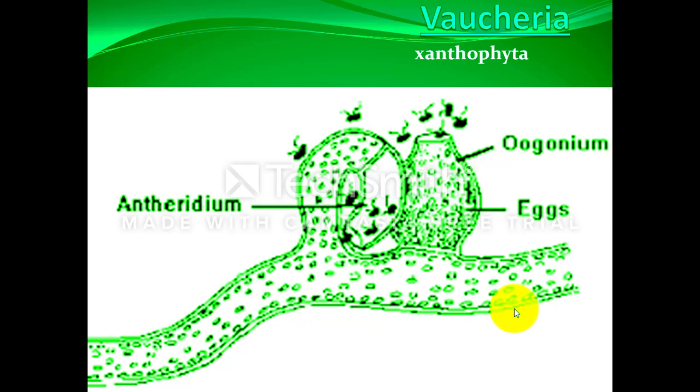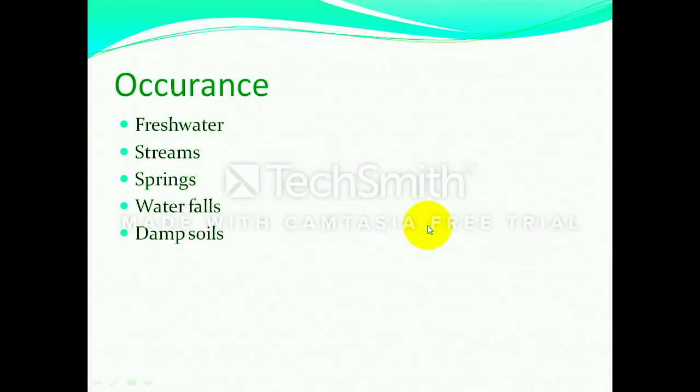Today we will discuss Vaucheria. Vaucheria belongs to the Xanthophyta, which is a division of the algae. Here is the structure of Vaucheria, which is a branched filament in which both reproductive organs, antheridium and oogonium, are present. So here is the occurrence of Vaucheria. Vaucheria is present as a freshwater alga, such as in streams, springs, waterfalls, and in damp soils.